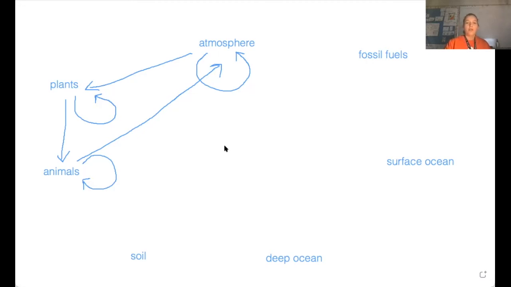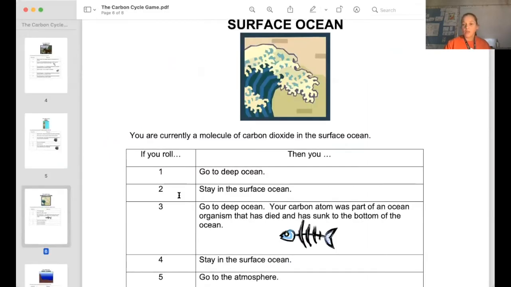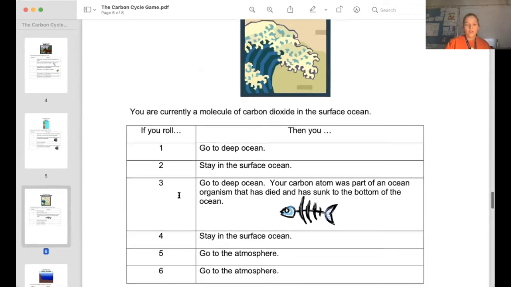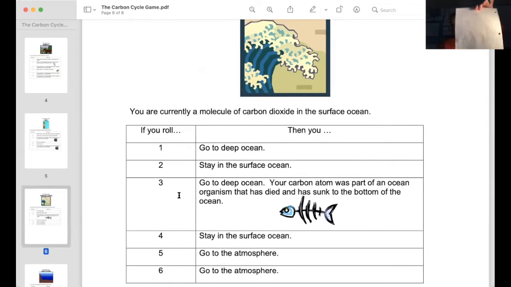So for example, if I have been stuck going back and forth between the atmosphere and a plant for a little while, then maybe I want to go to the surface ocean because I haven't been there yet. In that case, I would just pick up here at the surface ocean, roll my dice. I got a 4. It says stay in the surface ocean. So, of course, I draw my little circular arrow from surface ocean to surface ocean. So this is what I have on my paper so far.